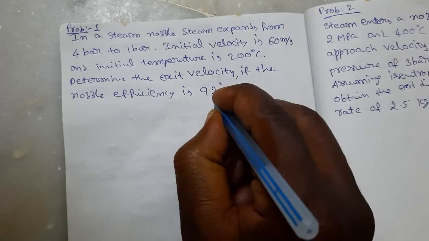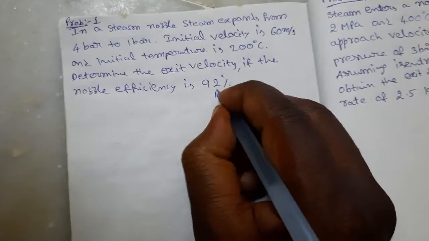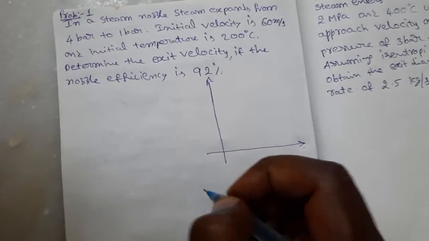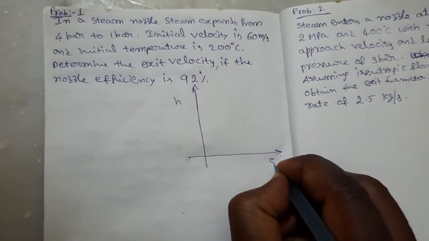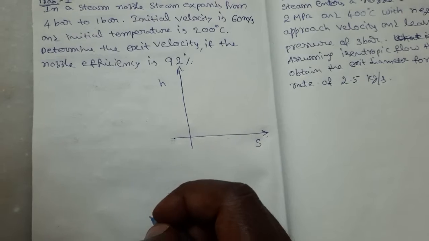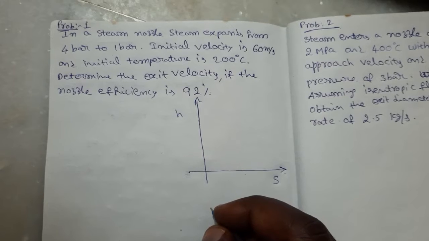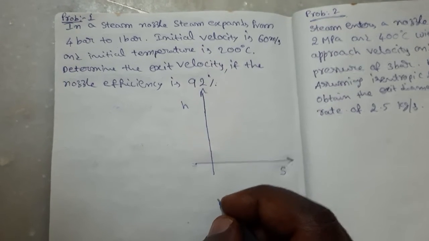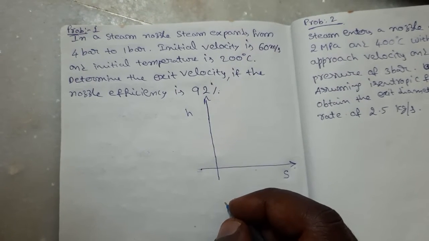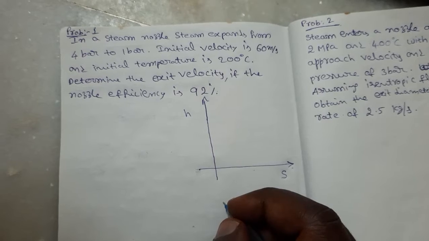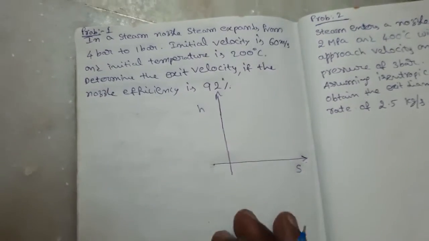I am drawing the HS diagram of the steam flow through the nozzle, enthalpy versus entropy. What has been given? He has given two pressures, 4 bar and 1 bar. The 4 bar is the pressure before entering the nozzle, so the exhaust of the boiler contains steam at 4 bar pressure.